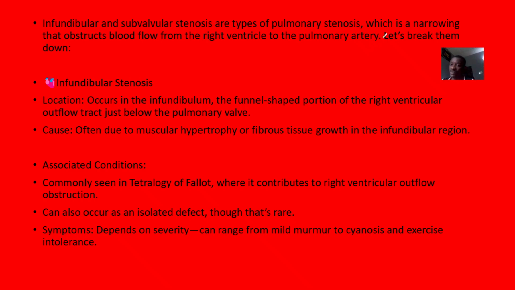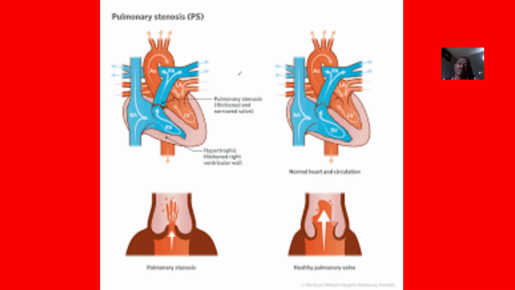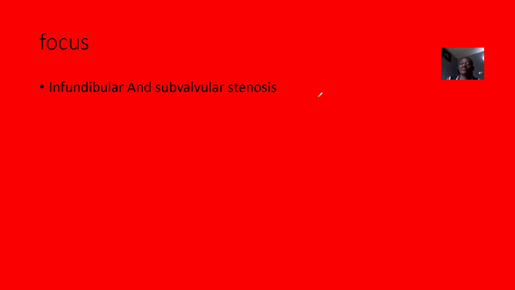Pulmonary stenosis simply means there is a narrowing that obstructs blood flow from the right ventricle to the pulmonary artery. So from the right side, blood is supposed to go right here, back into the lungs, right? But if there's anything that is obstructing the blood flow, that's what we call pulmonary stenosis. Of course, obstructions could occur at different positions. Do you understand? That's what brought the classification.